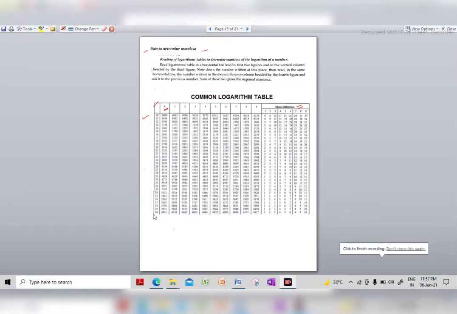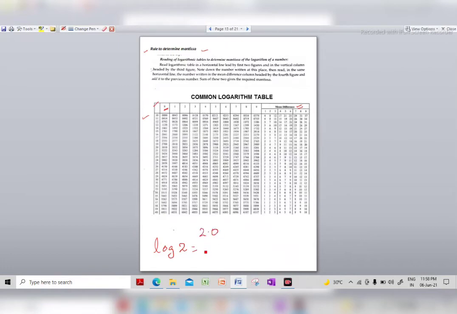Students, now the rules to determine mantissa. I will explain this rule to determine the mantissa with the help of an example where we are using the rules for both characteristic and mantissa. So let us start. Suppose you have to calculate the value of log of 2. In this, first we need to find the value of the characteristic. As we know, for the characteristic, this can also be written as 2.0.